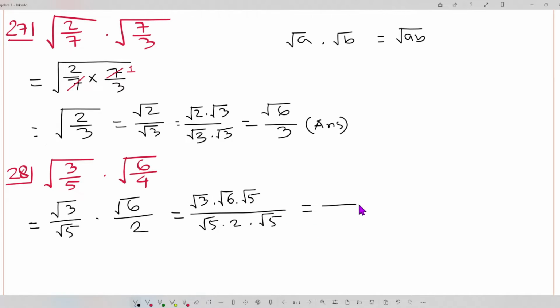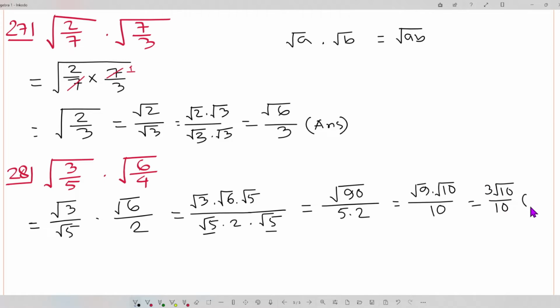Now look, here is root 3 times root 6 times root 5. We can write root what? 6 times 5 is 30, 30 times 3 is 90, and here root 5 and root 5 will become 5, and here is 2. This 90 we can write as root 9 times root 10, and divide, here is 10. So root 9 means 3, and here is root 10, divided by 10.